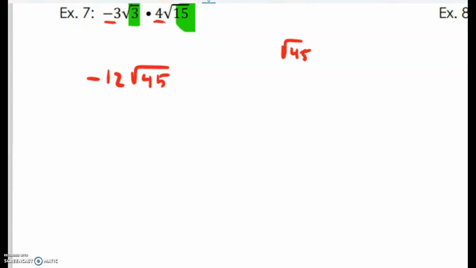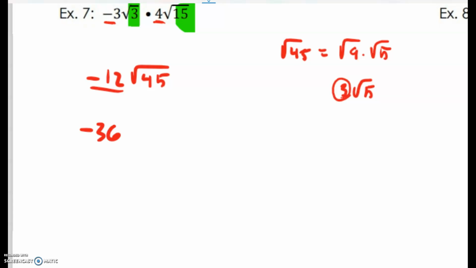Square root of 45 is the same thing as the square root of 9 times the square root of 5. Square root of 9 is 3. So this is really 3 radical 5. Now there's a number outside already, so this 3 that we're pulling out is going to have to multiply by what's already out there, which is negative 12. So negative 12 times 3 is going to be negative 36. And then I'm going to have a 5 still underneath the radical. Alright, so negative 36 radical 5. That's what that simplifies down to.